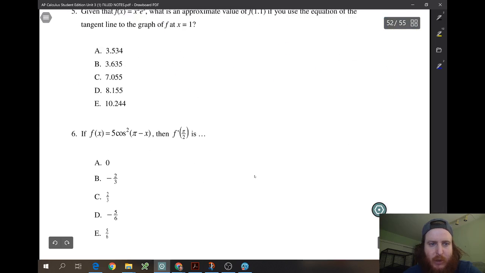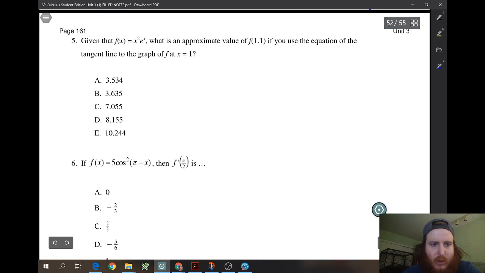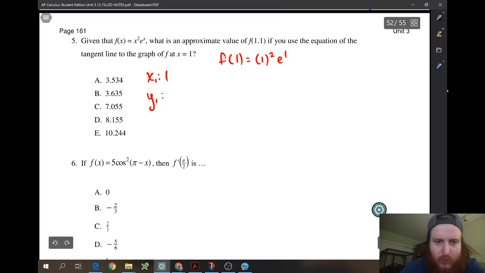Okay, next question. Given that f of x equals x squared e to the x, what is the approximate value of f of 1.1 if you use the tangent line of that graph? We're going to do x1 is 1. For y1, we're going to plug it into the original. So f of 1 equals 1 squared e to the 1. And so we get e. And for m, we're going to have f prime of x equals x squared, right? So, sorry, this is product rule.